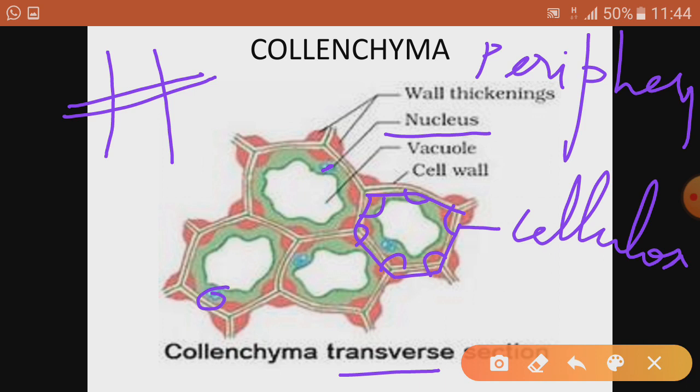So, one more function it can perform, that is photosynthesis. Whenever chloroplast is present, then they are capable of performing photosynthesis. So, they look alike parenchyma only. The difference is here we do not have intercellular spaces.